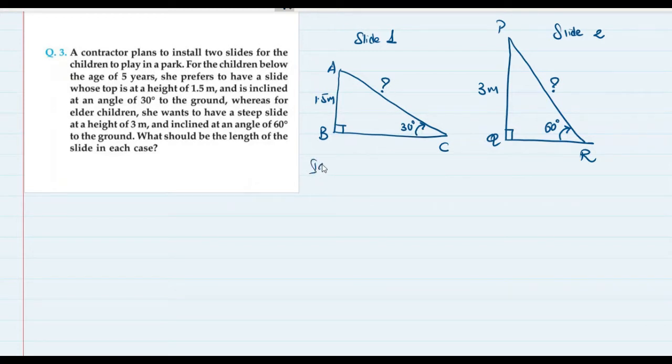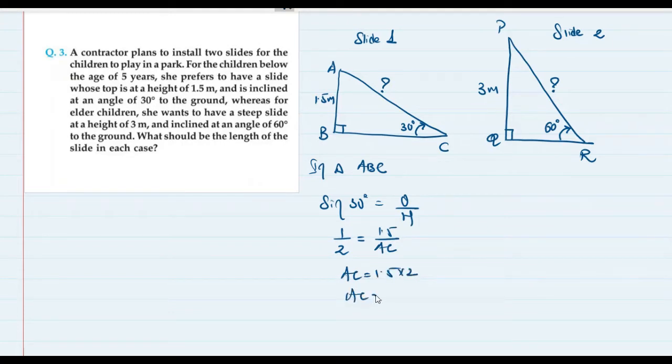So in triangle ABC, sine 30 is equal to opposite upon hypotenuse. Sine 30 is 1 by 2. Opposite side is 1.5 meter and hypotenuse is AC. So AC is equal to 1.5 times 2. So AC is equal to 3 meter.